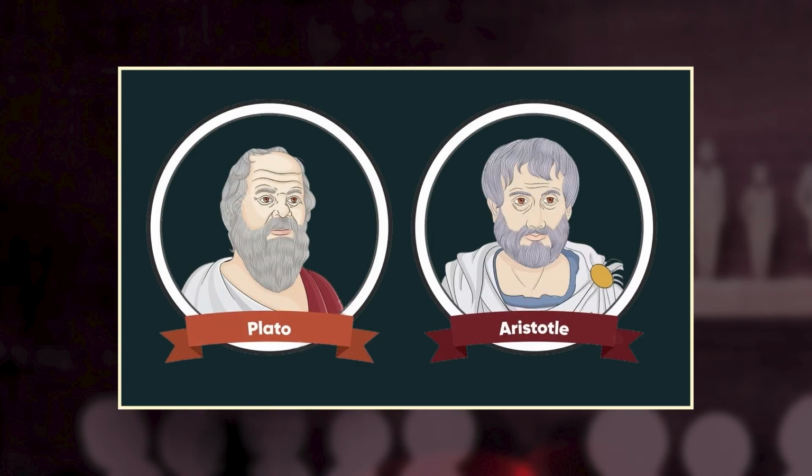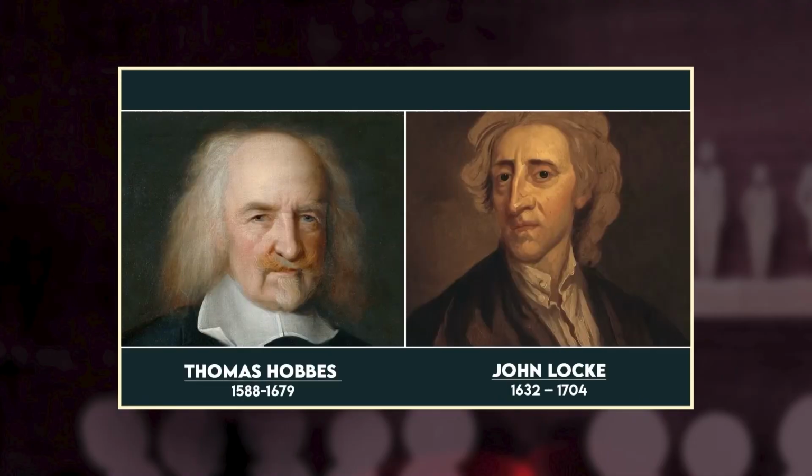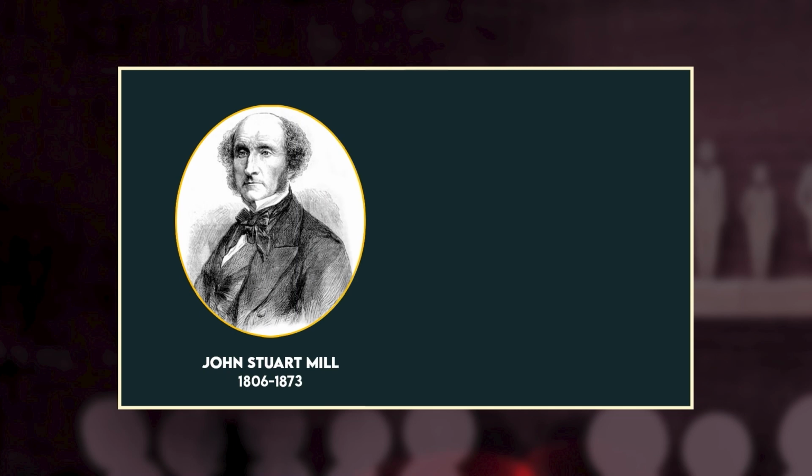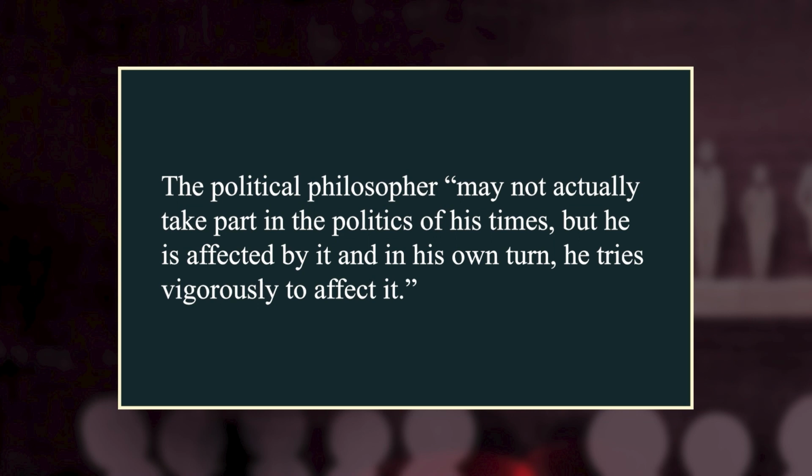The conditions of ancient Greece created Plato and Aristotle. Likewise, the conditions of 17th century England produced Hobbes and Locke. The capitalist system of the 19th century created Mill and Marx. Obviously, in order to understand political theory, it is equally necessary to understand clearly the time, place and circumstances in which it was evolved. The political philosopher may not actually take part in the politics of his times, but he is affected by it and in his own turn he tries vigorously to affect it.